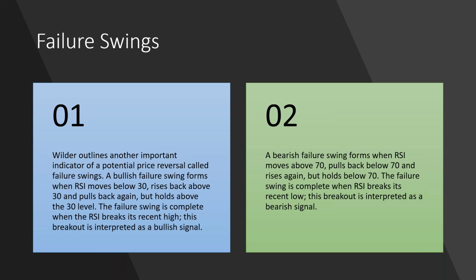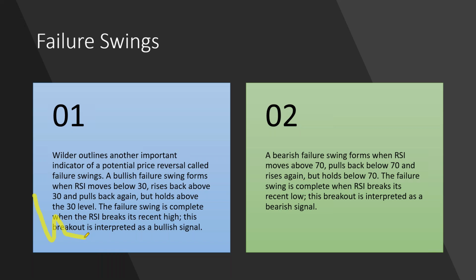So in other words, let me just get my marker on here. We've seen the indicator fall down, go below the 30 level, move back up above the 30 level, come back down to that 30 level, but hold it again. The failure swing is complete when the RSI breaks its recent high. This breakout is interpreted as a bullish signal.